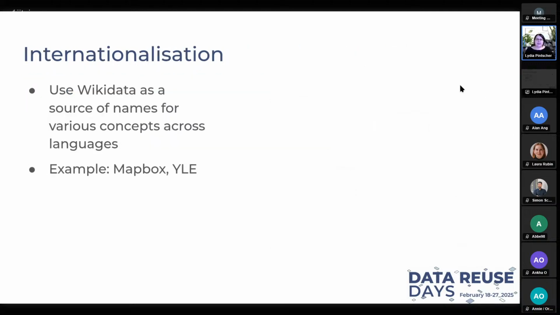And last but not least, one of the things I wanted to highlight that people do with Wikidata is internationalization. For example, Mapbox provides maps, and you can internationalize the map with the data that Wikidata has, how different cities, countries, and so on are called in different languages based on what Wikidata provides. Because Wikidata has the names of these cities, countries, and so on in the different languages.